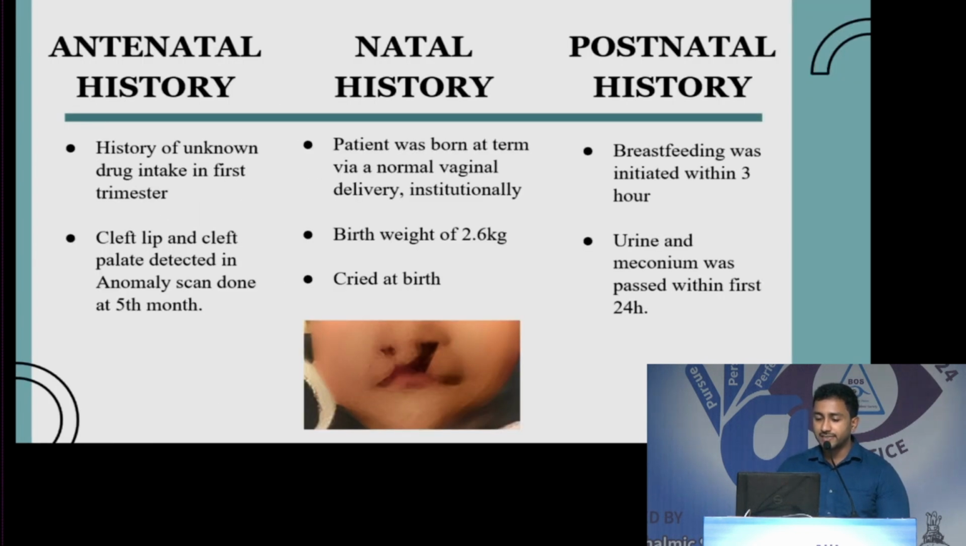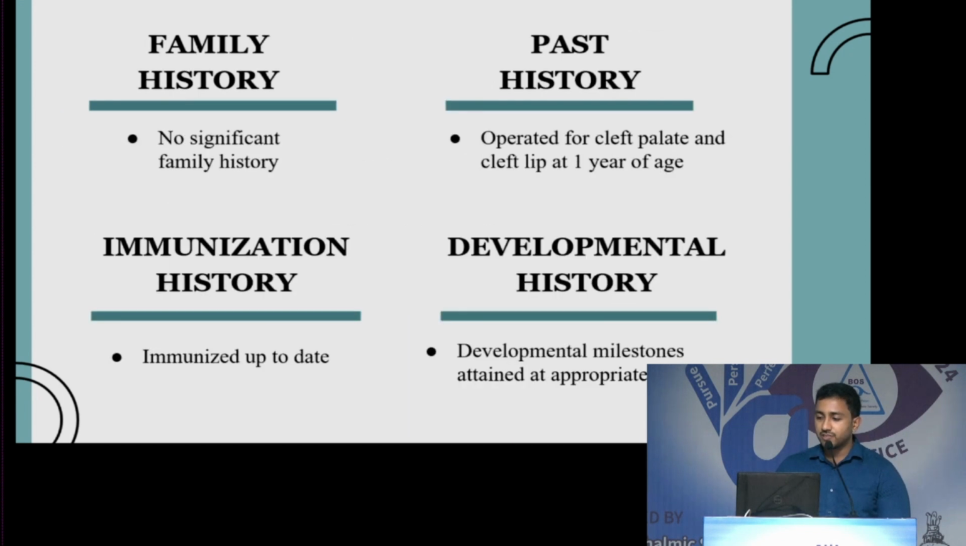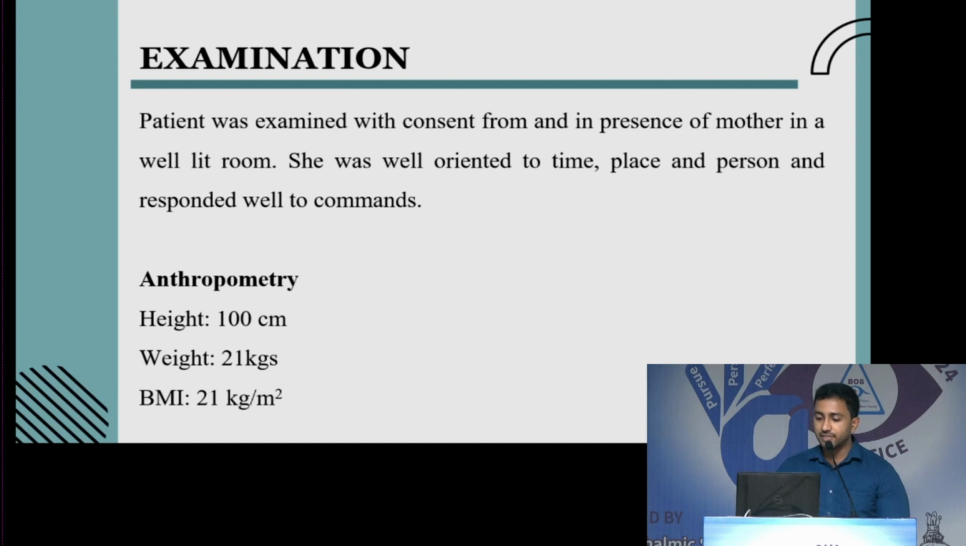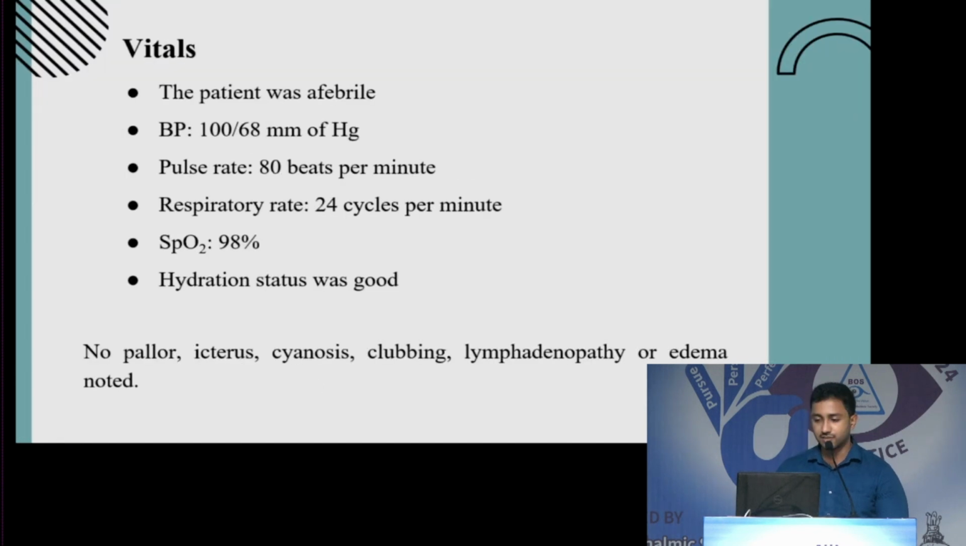Coming to the antenatal history, there was a history of unknown drug intake in the first trimester. Cleft lip and cleft palate was detected in the anomaly scan done at the 5th month, and the photo is shown there, for which the child was operated. Natal and postnatal history was uneventful. As I had told, there was a cleft lip and cleft palate surgery which was done at 1 year of age. Coming to the examination, the general physical examination was normal.